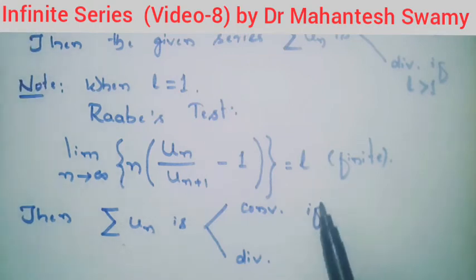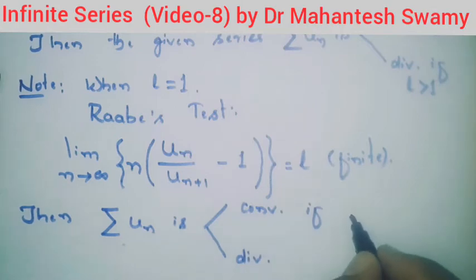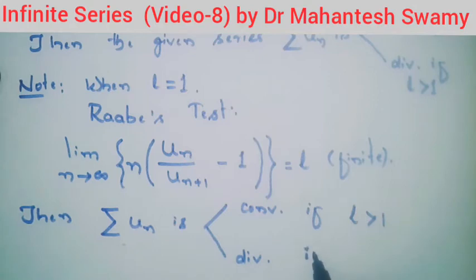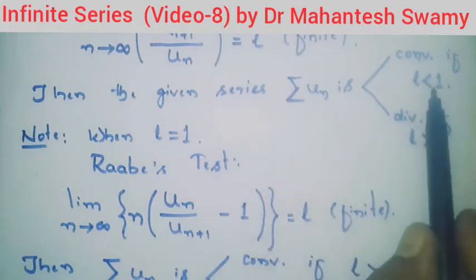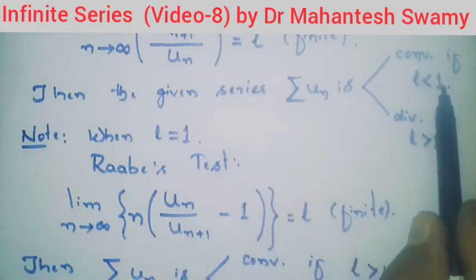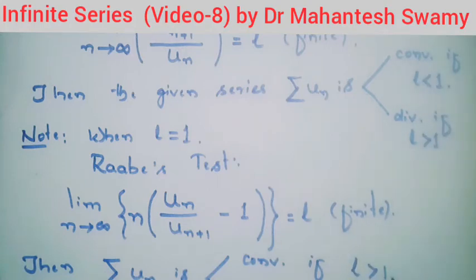In the case of Raabe's test, the given series is convergent if L is greater than 1, and the given series is divergent if L is less than 1. So this is the distinction. This is not the same as the ratio test which we have seen. In the ratio test, for the limit L less than 1, the series converges, but here for the limit L greater than 1, the series converges. The limit which we find in the two cases is totally different.